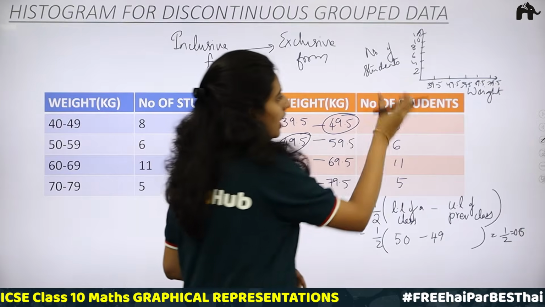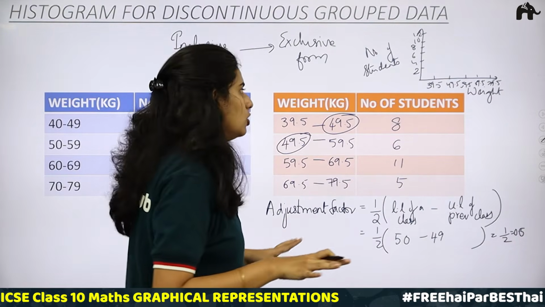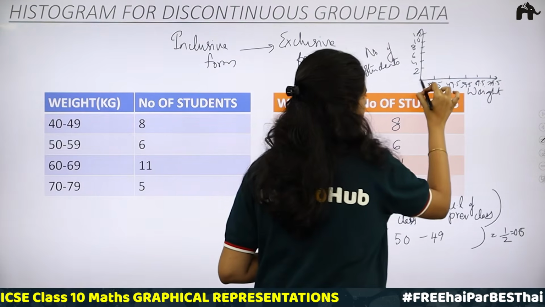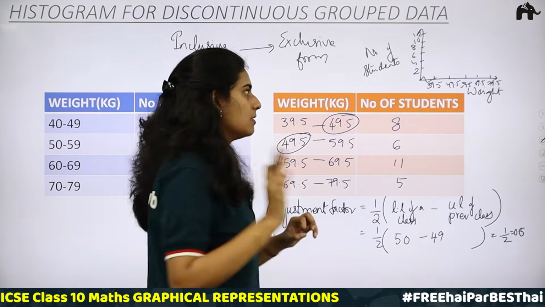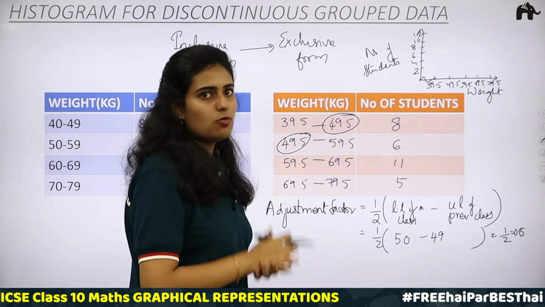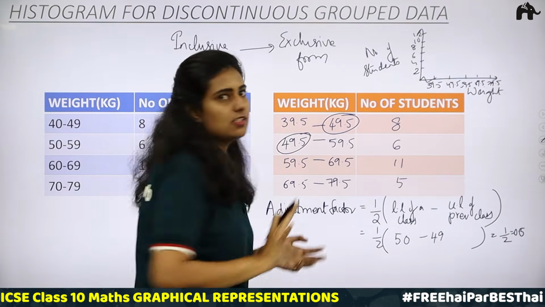Now, any values below 39.5, we just don't need to mind. In that case, what do we do? We just put a break mark here. We put that zigzag line because it represents weight below 39.5, whatever happens. That data is not included.